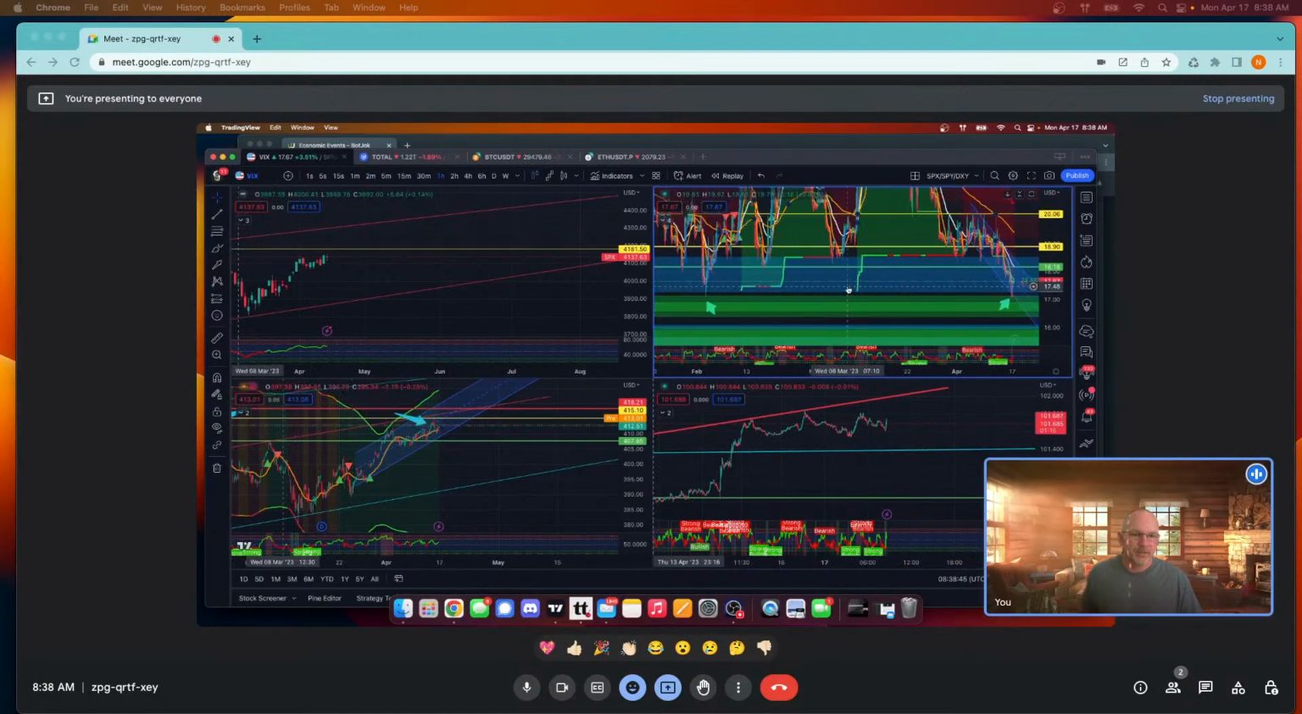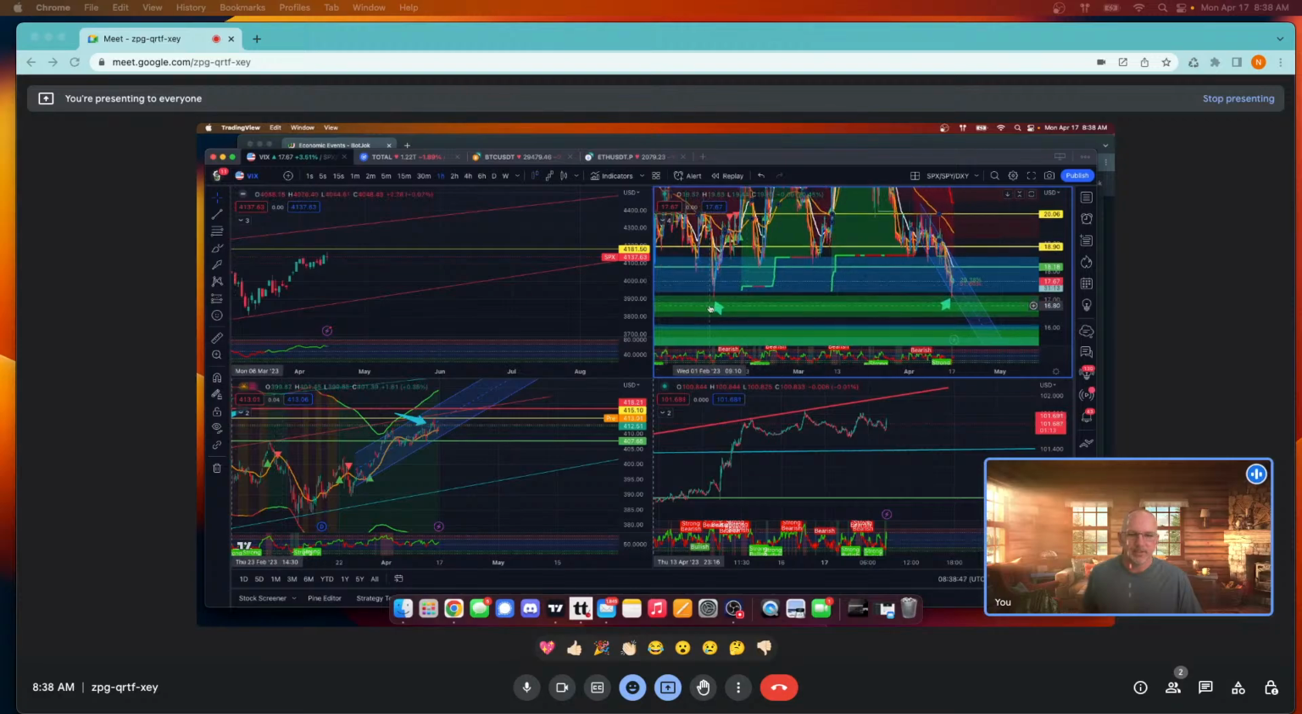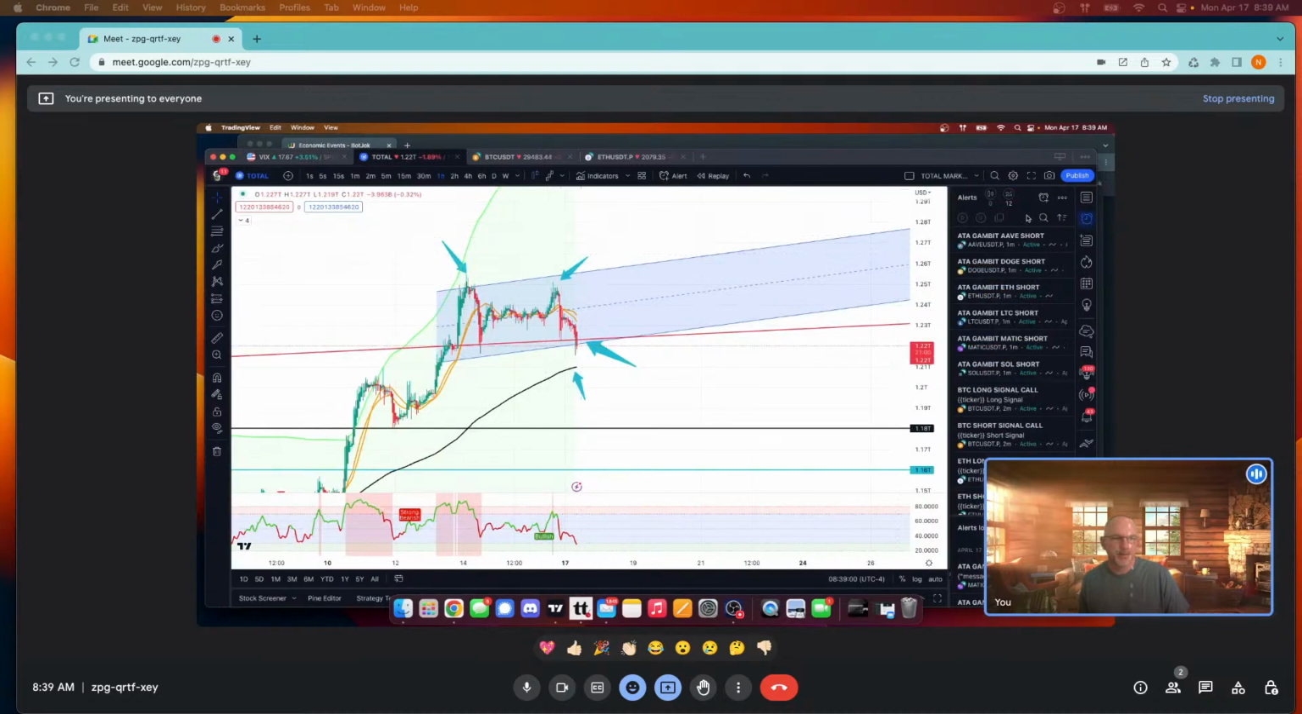On the VIX, I'm not going to really go deep into the VIX. I put this out in the room. We have support that was found here, so it's likely the VIX is going to try to push north a little bit. If it does, it's going to drive the markets down. So, yeah, we'll go to the total market cap.